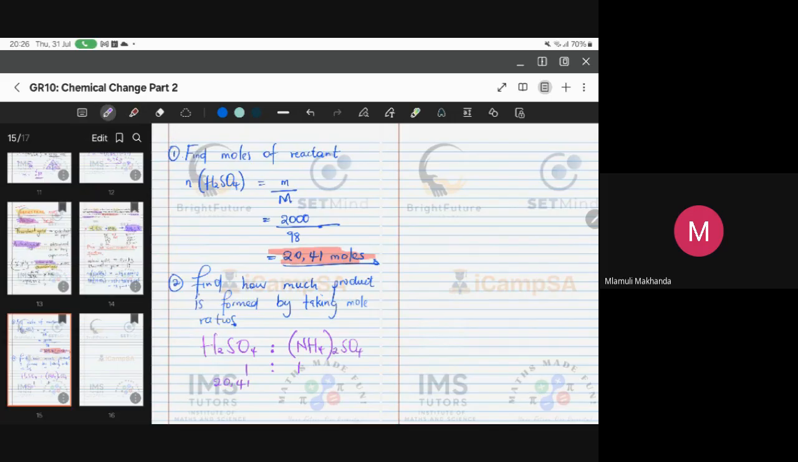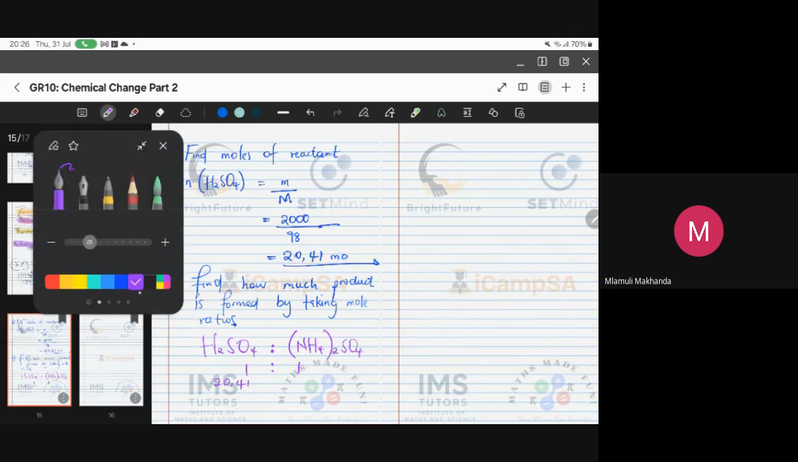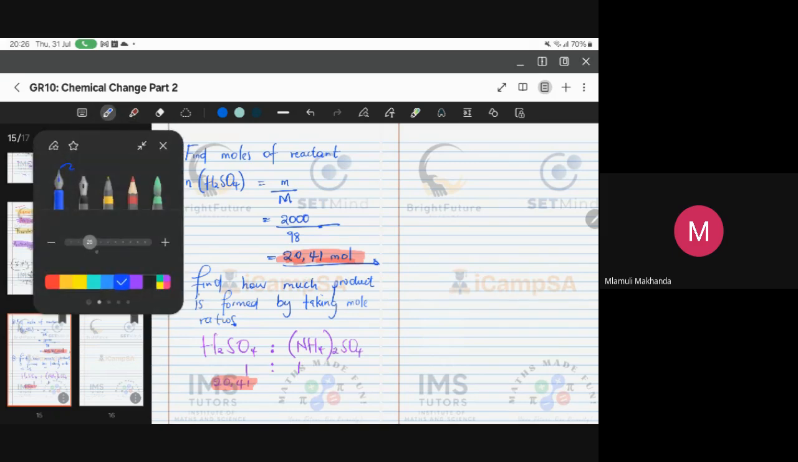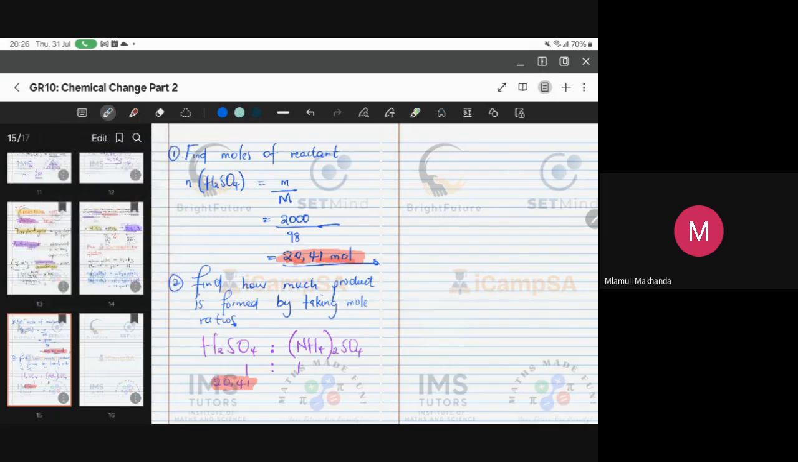My units are not quite right here. It should be mole, not moles. Right, mole, like this. So this is the same guy that we put here. And now we don't know the number of moles of (NH4)2SO4 that is formed. So we just put an X there.